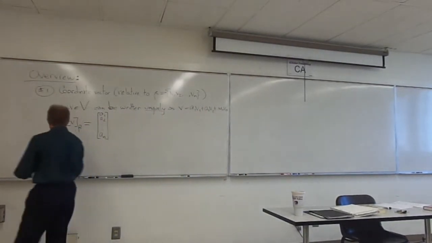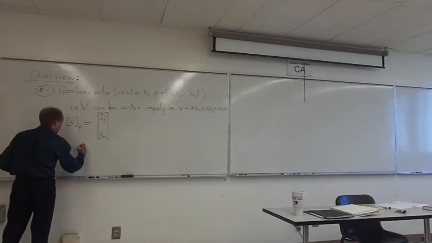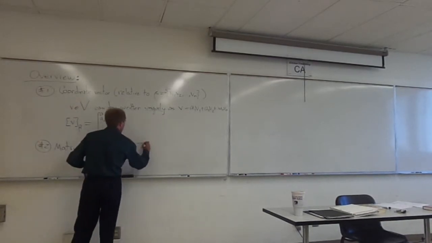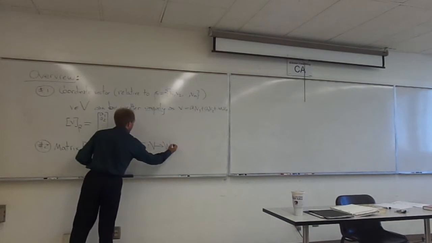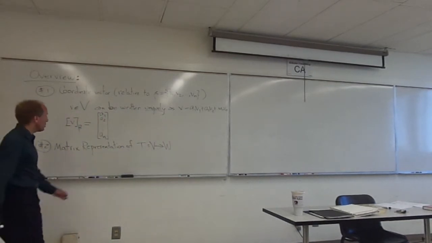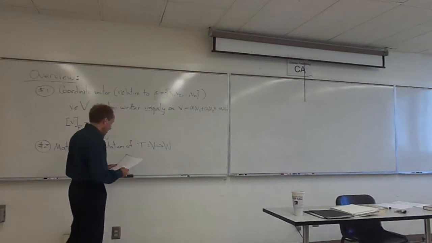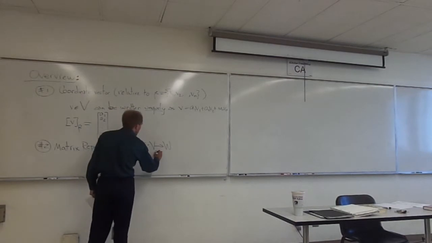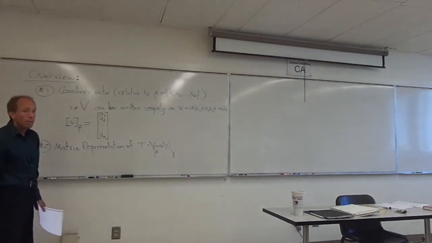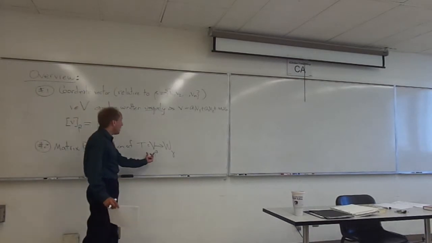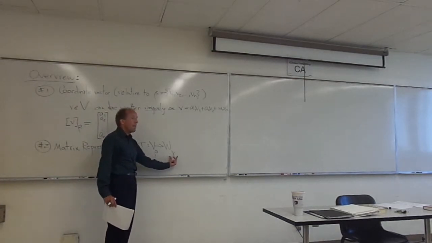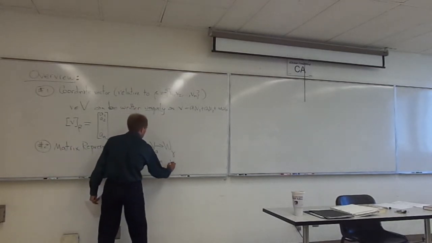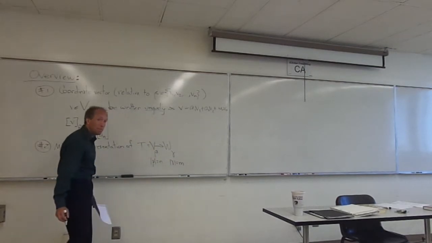So let me write that down. Matrix representation of a transformation T that goes from V to W. So we have two vector spaces, V and W, and we have to establish bases on these vector spaces. So let me just use beta and gamma for V and W. Beta might have N elements in it, and gamma might have M elements in it. So the size of beta is N, and the size of gamma is M. They don't have to be the same.